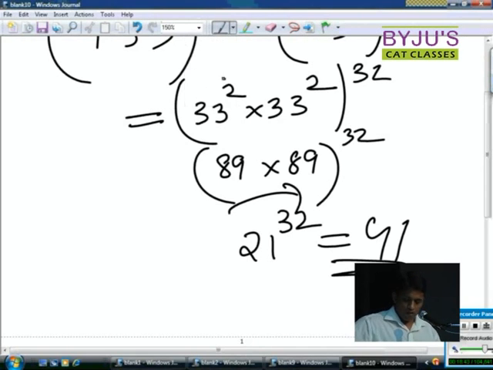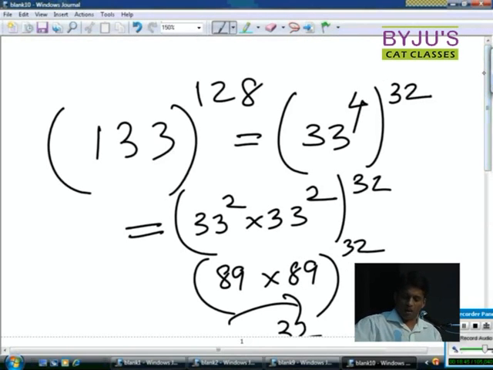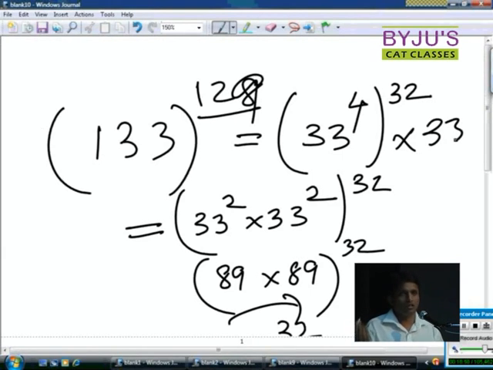Fine. So now suppose here I have given multiples of 4. In case if you get 129 here, after getting the answer, multiply by 33. If you are getting 130, multiply it by 33 square again. There again you will take 89.